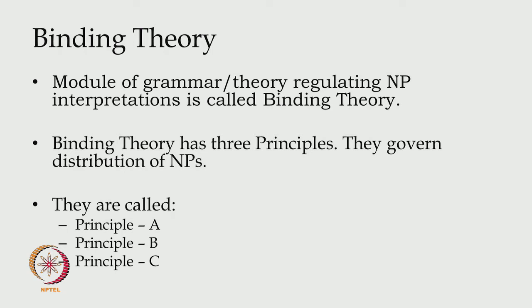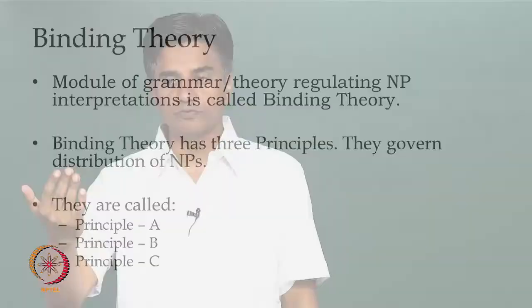Now, I have already told you about this. I wanted to talk about this a little later, but it's important to at least refer to this part: a particular module of this theory, which regulates noun phrase interpretations, is called binding theory. When we go into details, this theory has three parts, and each part is given a name: principle A, principle B, and principle C. It should not be very difficult for you to guess by now that A, B, and C would finally refer to the three sets that I have shown you. Principle A will be talking about reflexives, principle B about pronouns, and principle C about R expressions. What they have to say is also very simple.